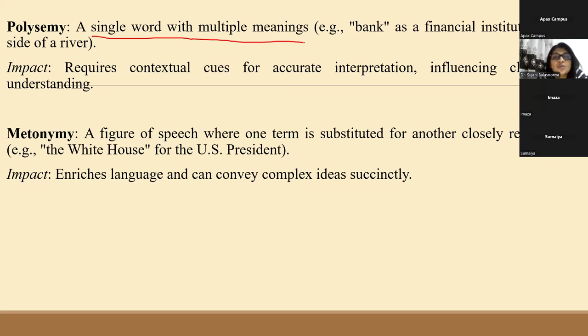This requires contextual cues for accurate interpretation, influencing clarity and understanding. Yeah. Polysemy, you need to understand with contextual cues, with some hints, right, and guides provided by the context. Otherwise, you can't guess the exact meaning, right? Okay, for you to understand bank as a financial institute, that clue should be provided in the context or in the sentence where the word bank is used. Otherwise, you can never know whether you are talking about a financial institute or any side of a river, right?